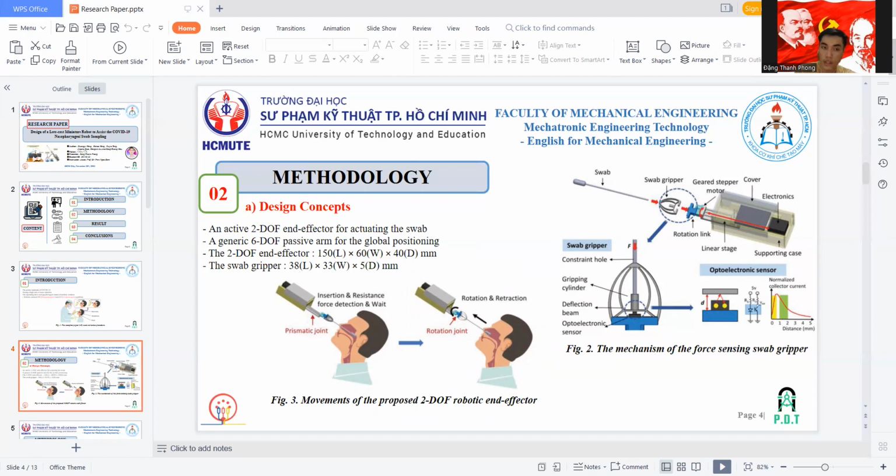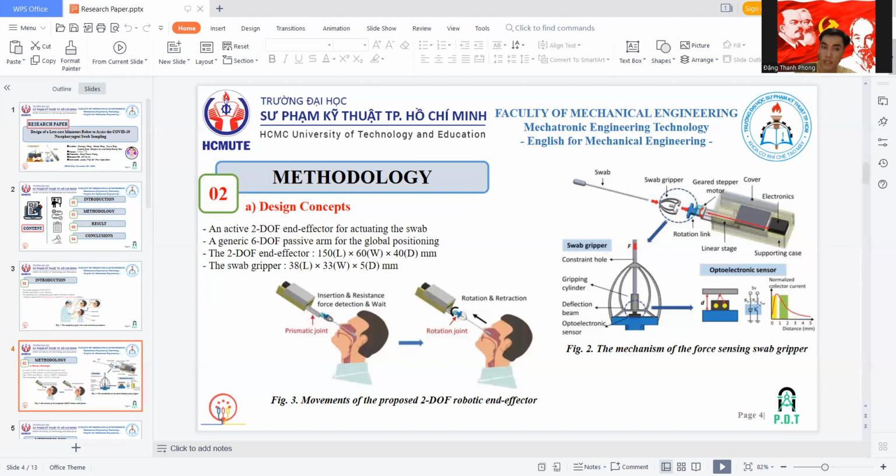The robot has a modular structure for easy attaching and detaching operation between the swab and the swab gripper, which can be performed by either the patient or the on-site helper, professional masking the collection conventionally. The overall size of the two DOF end effector is 150 by 40.